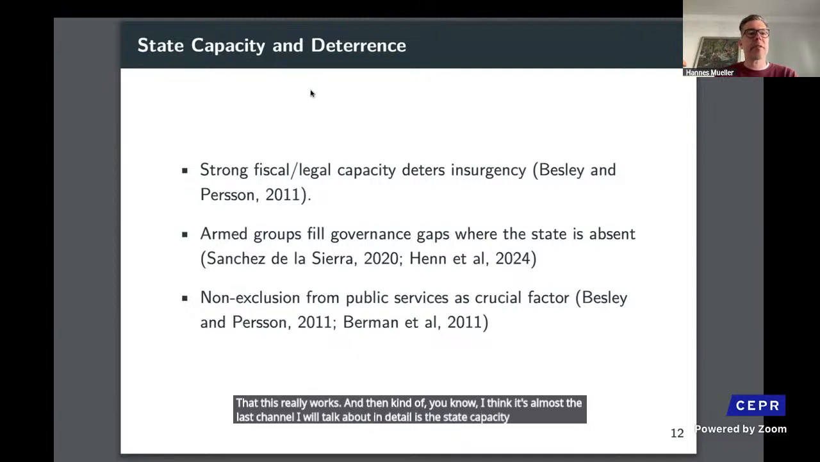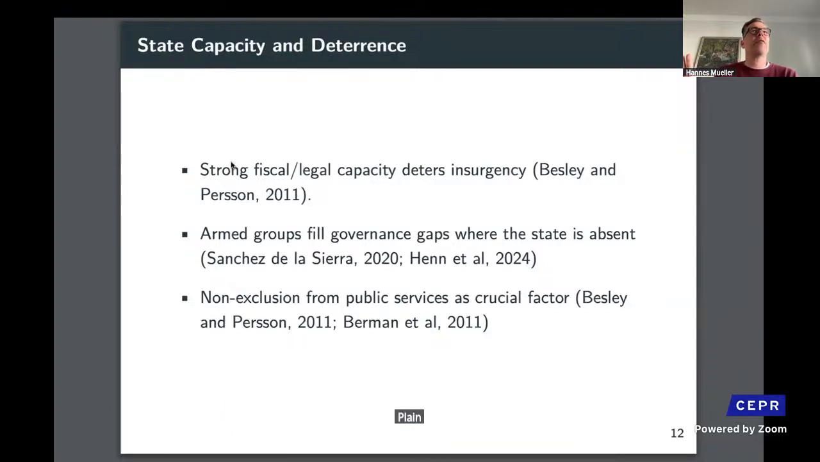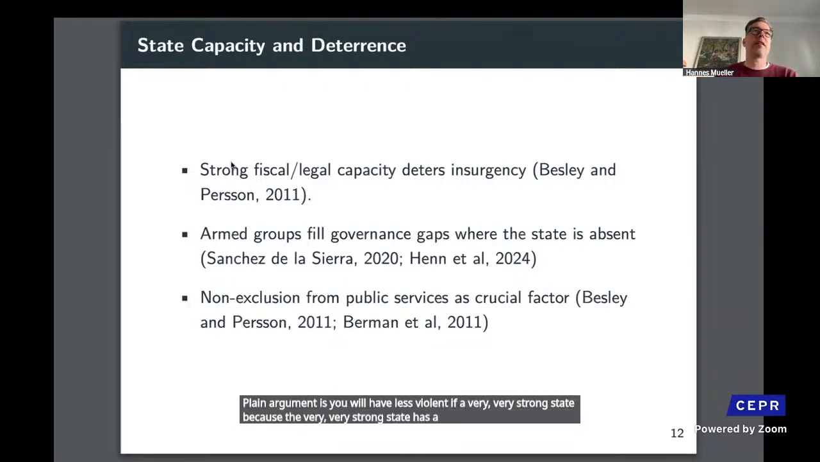And then I think the last channel I will talk about in detail is state capacity and deterrence, where there's a large literature following basically Besley and Persson. Here, a very plain argument is that you will have less violence if you have a very strong state, because the very strong state has a monopoly over violence, and therefore nobody will want to rise up and attack the state, right?